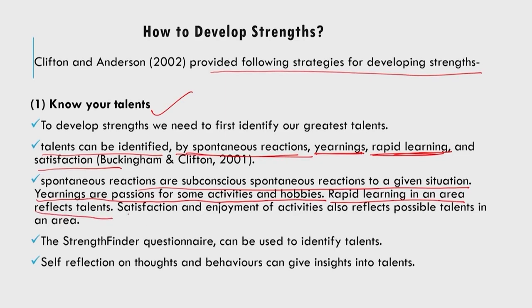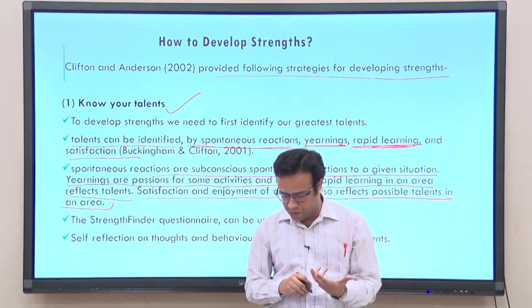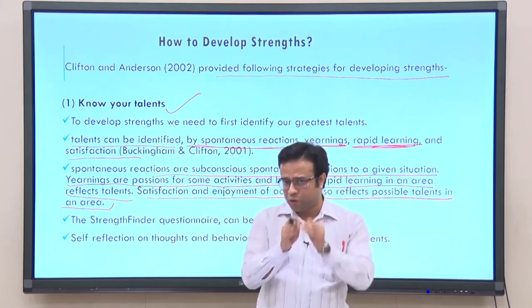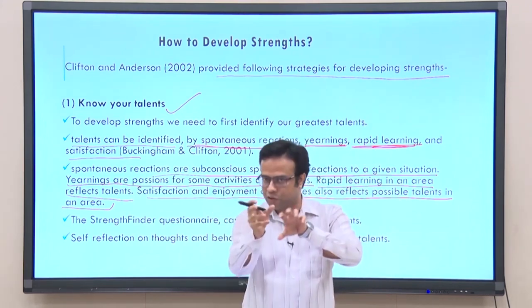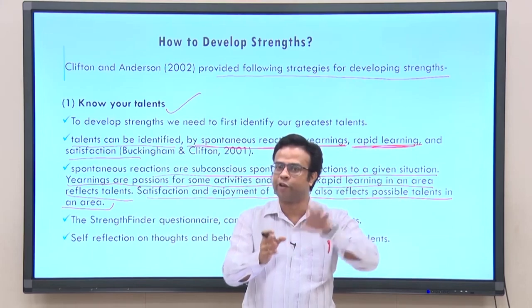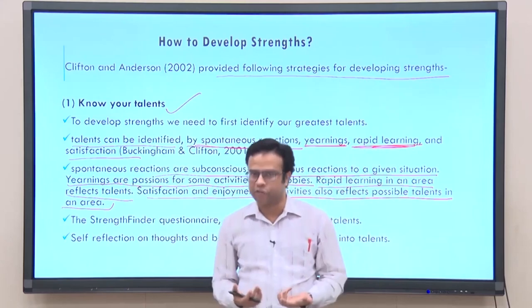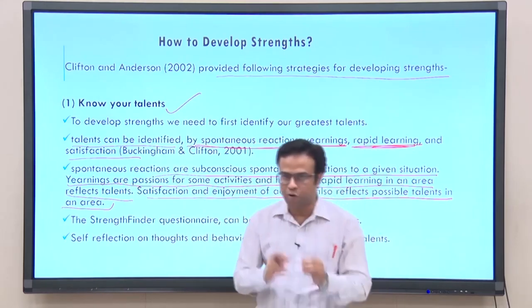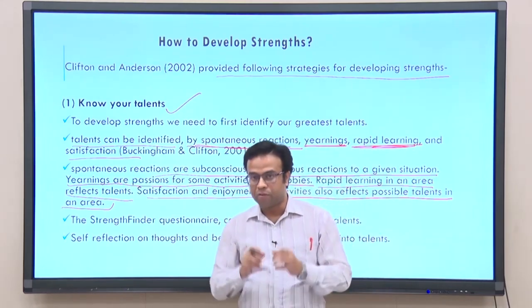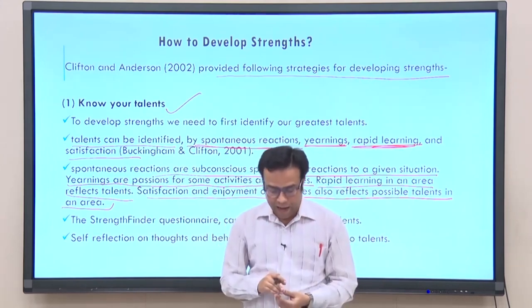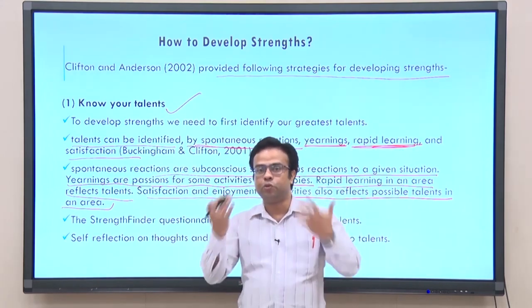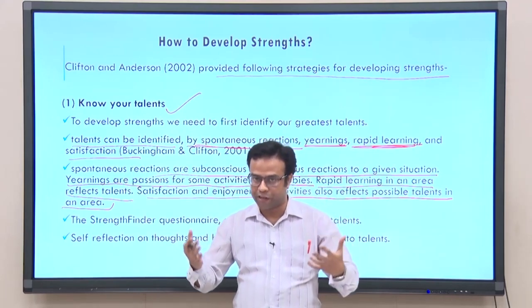And the last one is satisfaction. Satisfaction and enjoyment of activities also reflect possible talent in those areas. So, if you feel satisfied after doing some activities, or you enjoy doing certain activities, this also reflects that there are possible talents associated with those activities where you enjoy and you feel satisfaction. So, these are some of the ways by which you can identify your talents: from your spontaneous reactions, from your passions and hobbies, from areas where you learn rapidly, and from the activities that you find satisfaction after doing them.